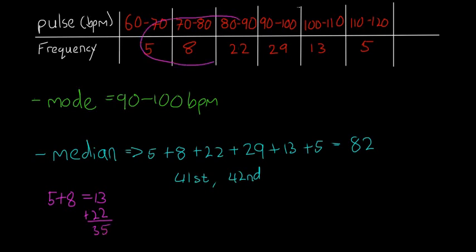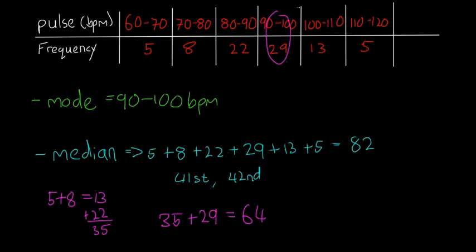That means it's not in the first three groups, because remember it's going to be between the 41st and the 42nd person. And if we add 35 plus 29, which is the next group, I'll get rid of that pink circle. If we add 35 plus 29, we get 64. So the 41st and 42nd numbers are between 35 and 64. That means it's going to be somewhere in this bracket here.